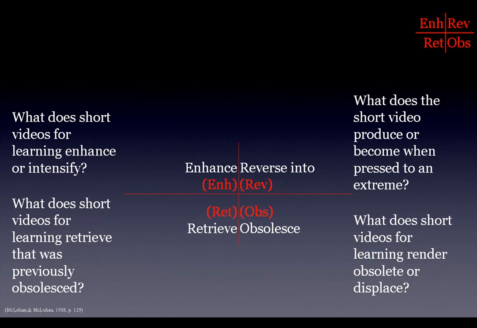So, the questions are here. Please answer them for short videos for learning. We will always have these questions in front of us. I don't have a perfect order to answer the questions. But we should try to start with enhance or intensify. Okay? Pause now. 5, 4, 3, 2, 1, 0.